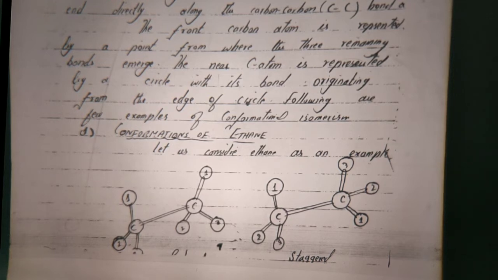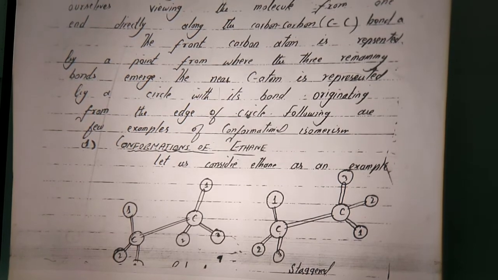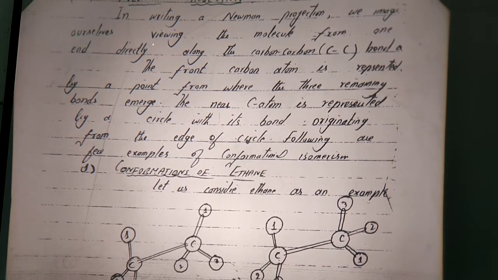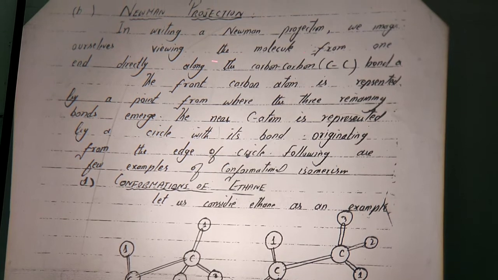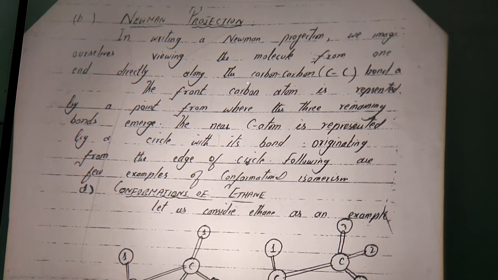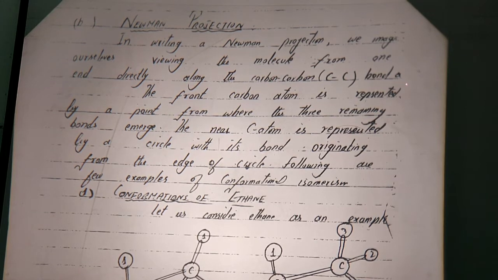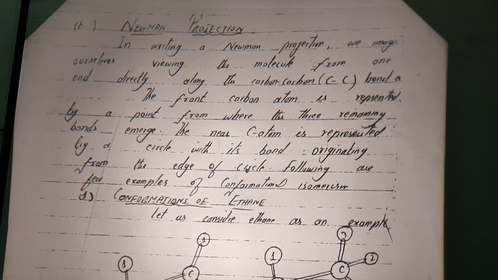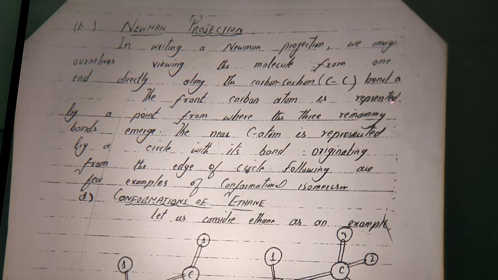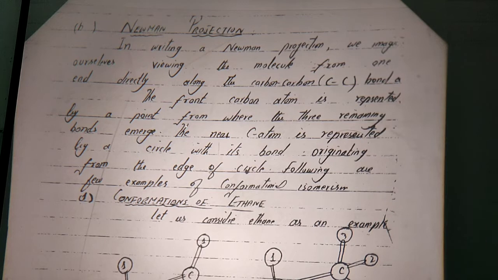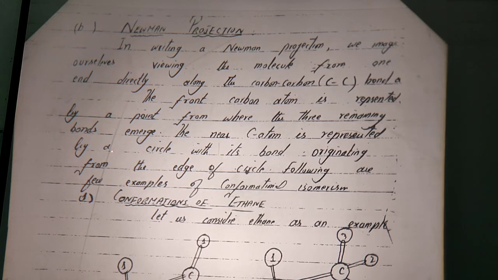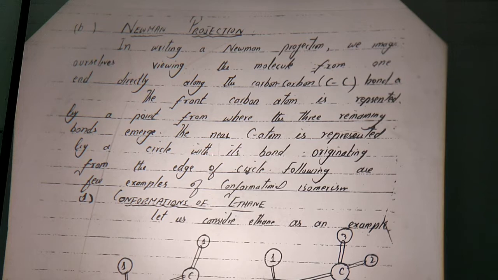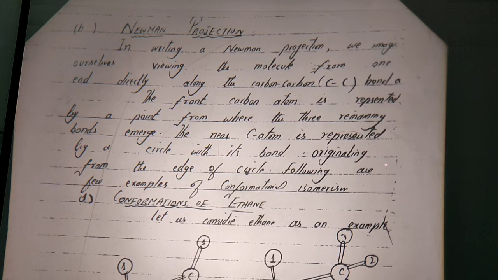In writing a Newman projection, we view the molecule from one end directly along the carbon 1 and carbon 2 bond, and the front carbon atom is represented by a point from which the three remaining bonds emerge. The nearer carbon is represented by a circle with its bonds originating from the edge of the circle. Following are a few examples of conformational isomerism.